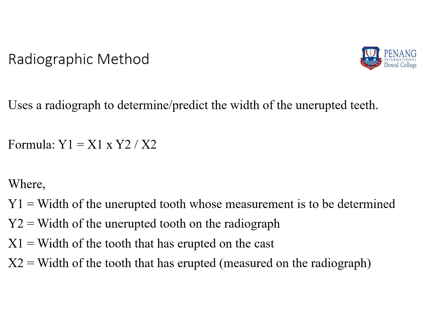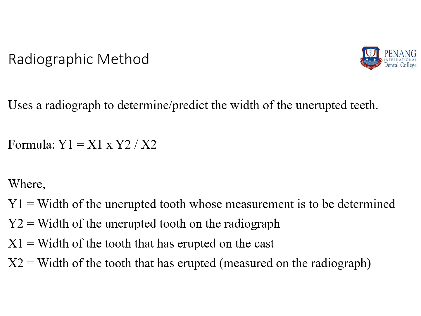So now coming to the last method, which is the radiographic method. Basically this uses a radiograph to determine or predict the width of the unerupted teeth using a formula, that is y1 equals x1 times y2 divided by x2, where y1 is the width of the unerupted tooth whose measurement is to be determined, whereas y2 is the width of the unerupted tooth on the radiograph. So y1 and y2 are the widths of unerupted teeth. X1 and X2 are the widths of erupted teeth.